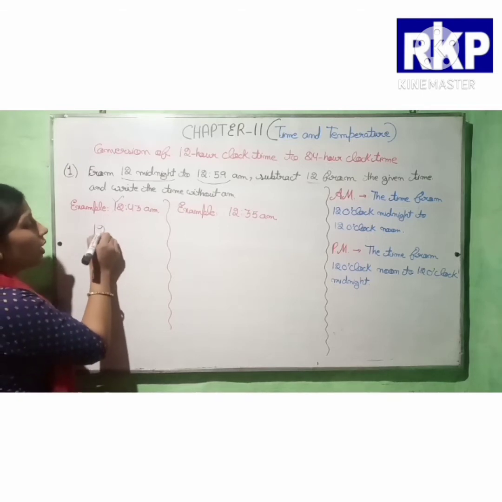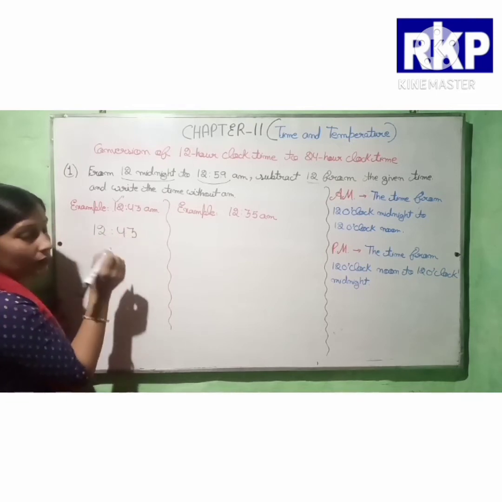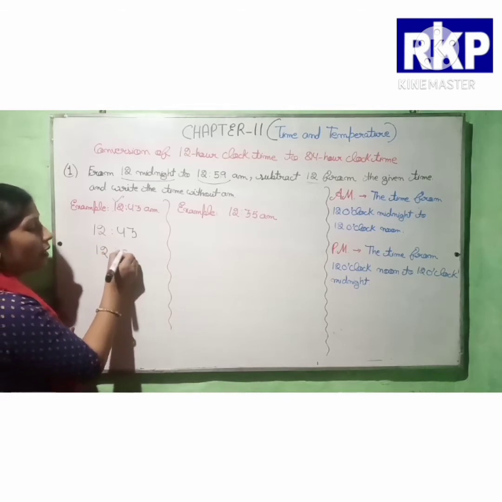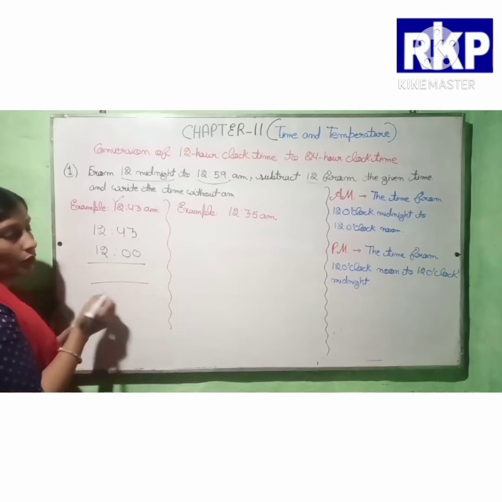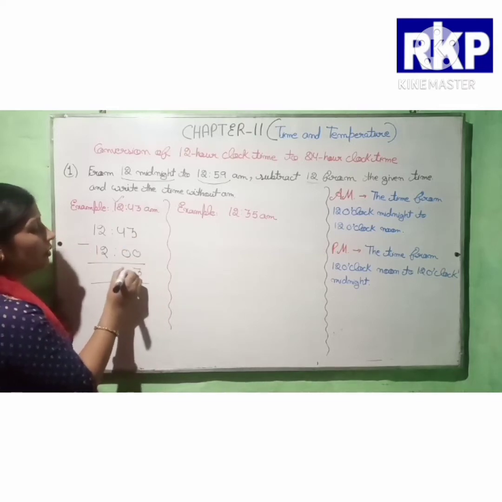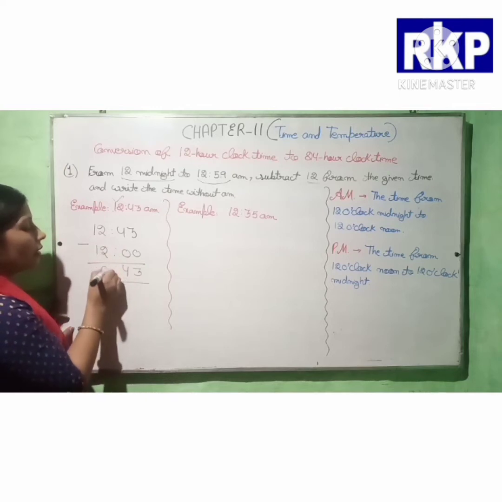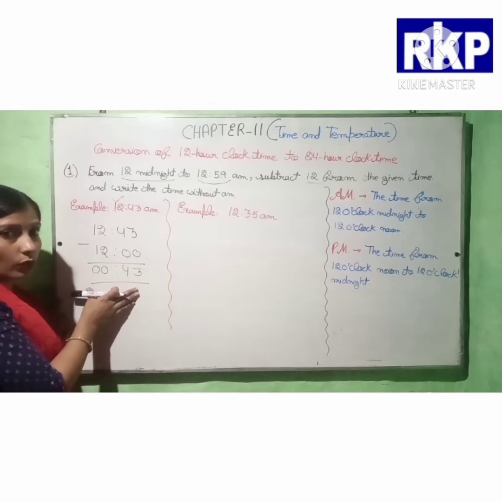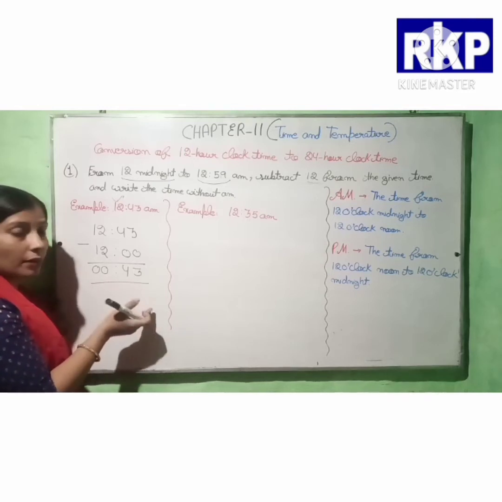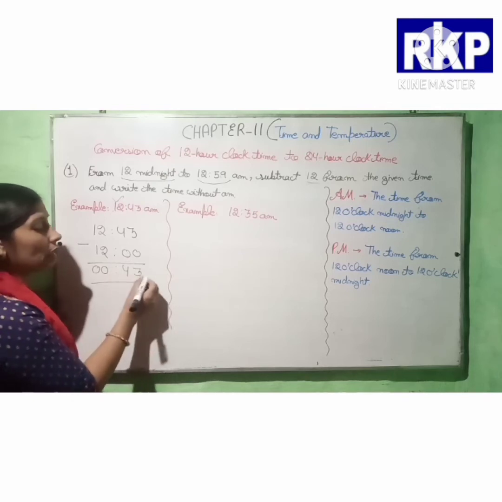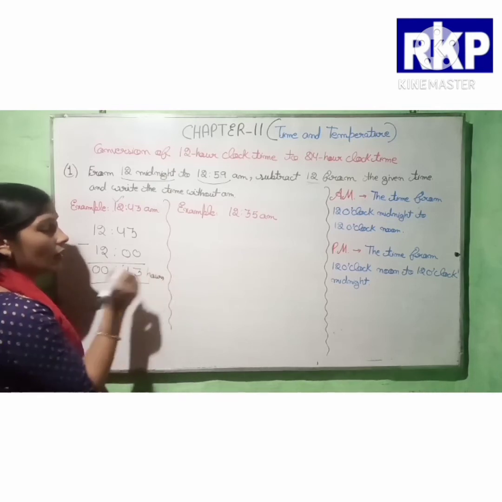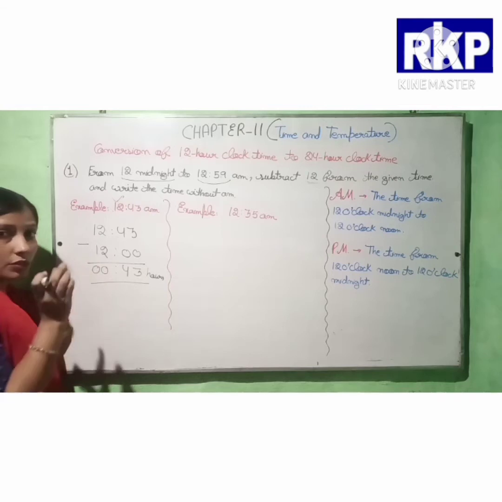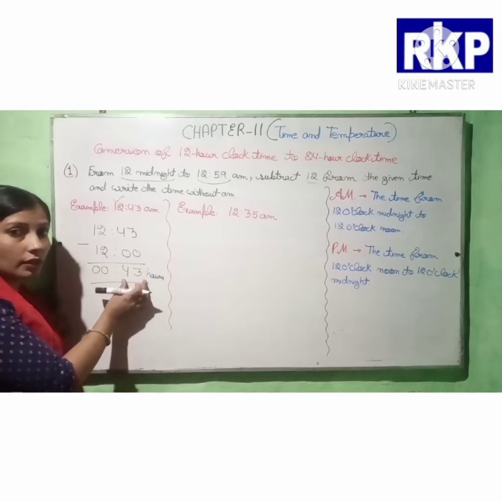So here we have to subtract 12 from this part which shows hours. So here we write 12:43. Now we subtract 12 from here, and here you can write 0, 0. Now here 4, here 3 as it is. So this time is according to the 24-hour clock. So what is the time? Yes, 00:43 hours is the time. And in this we have only 0 hours and 43 minutes.